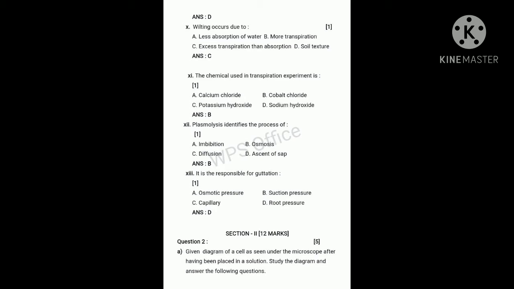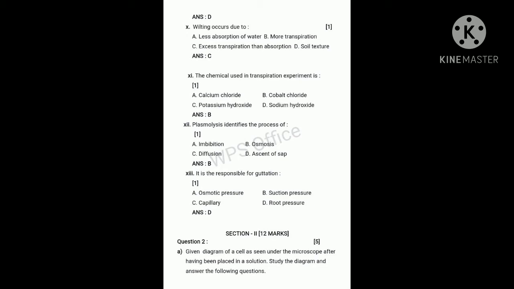Next, wilting occurs due to, answer is C, excess transpiration than absorption. Because of excess transpiration compared to absorption, the wilting process takes place. Next, the chemical used in transpiration experiment is B, cobalt chloride. Cobalt chloride is a chemical used in the transpiration process. Next, plasmolysis identifies the process of dash, that is the osmosis process. Next, what is responsible for guttation? Answer is D, root pressure.